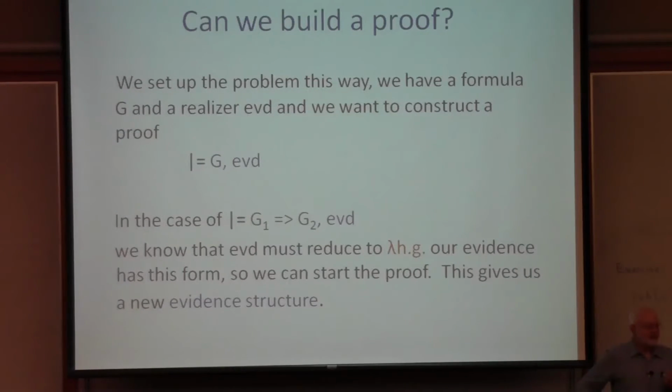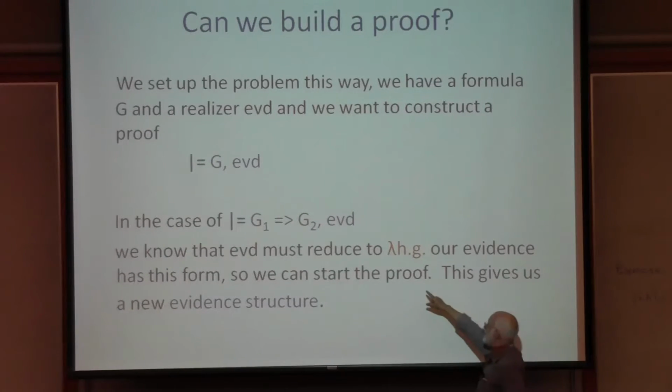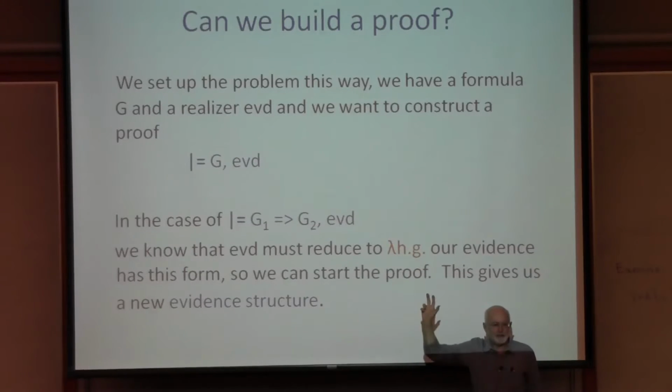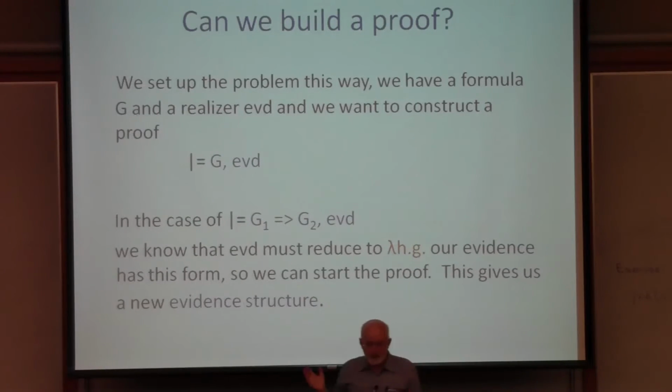That we know. Because if this is evidence for G1 implies G2, in that evidence somewhere, either exposed right away, like we saw in the solution you had, or I have to compute to get it, we are going to have to see a lambda h dot g. So that's pretty cool. That says, all right, you take that evidence term, and maybe you're going to have to work on it, and I'll show you why you have to work on it. But when you do work on it, if it really is evidence, you will get a lambda out of this thing.